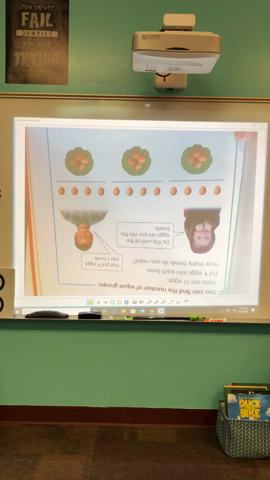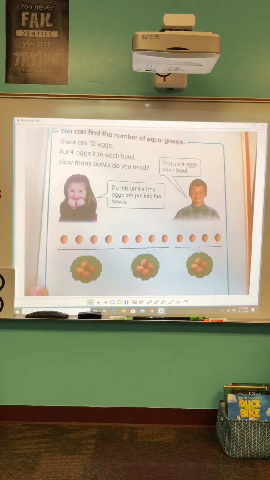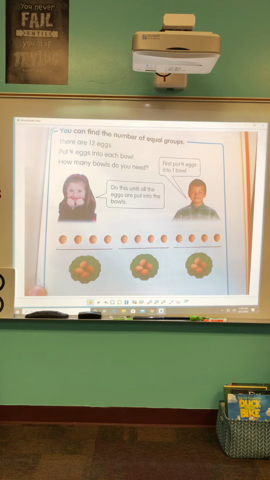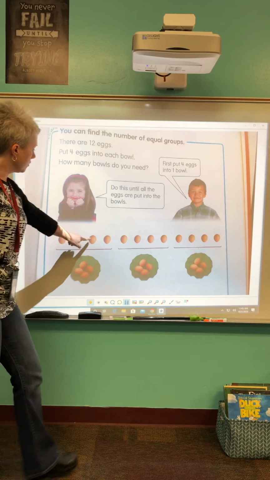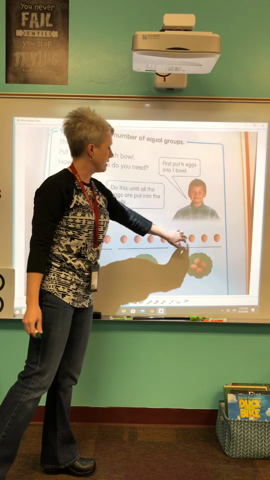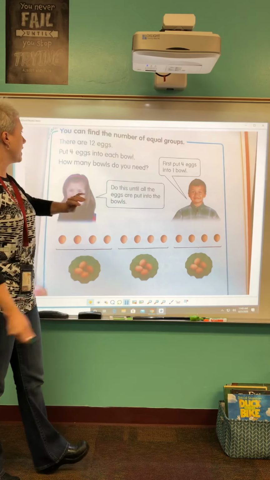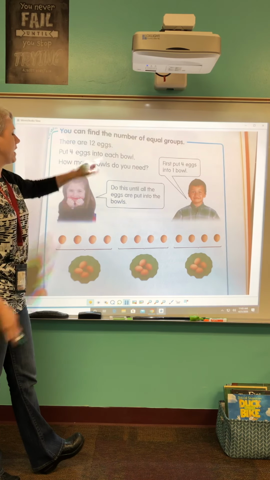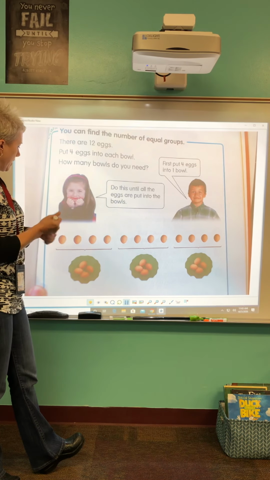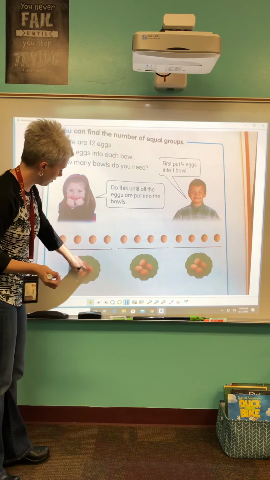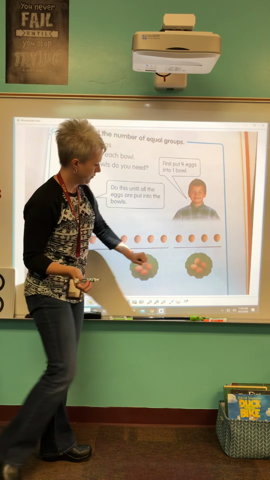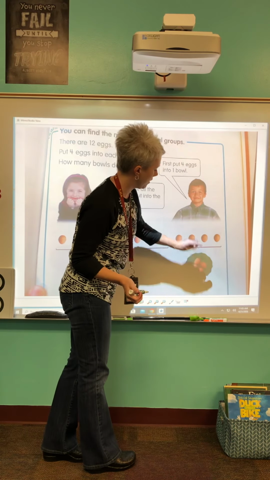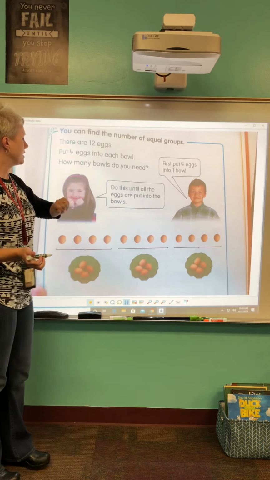Well, let me flip that back around. There you go. There's a little fun for your math lesson. All right. There are 12 eggs. 1, 2, 3, 4, 5, 6, 7, 8, 9, 10, 11, 12. There are 12 eggs. Put 4 eggs into each bowl. And they've done that. There's one group, 1, 2, 3, 4. Put 4 eggs into each bowl.